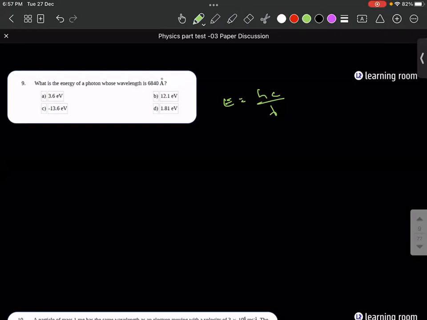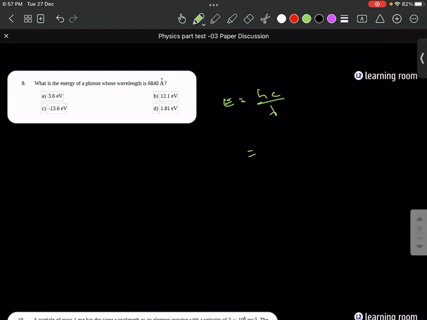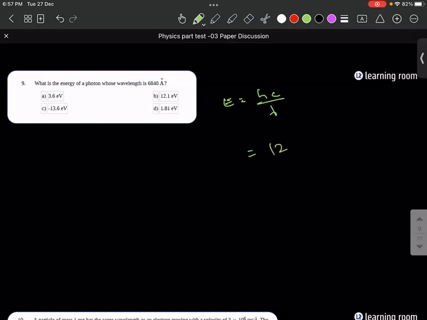So I just want to tell you something. Whenever wavelength is given in angstrom and the options are asked in terms of electron volt, don't substitute h as 6.626 into 10 power minus 34 and all. Instead, what you can do is h into c itself can be written as 12,400. Make a note of this.